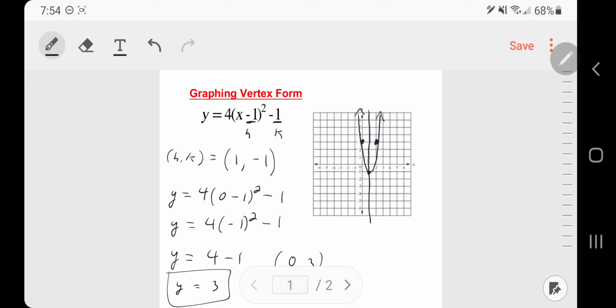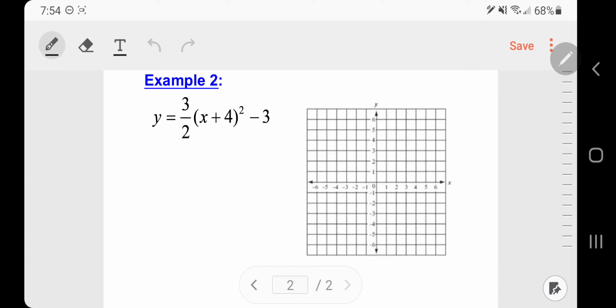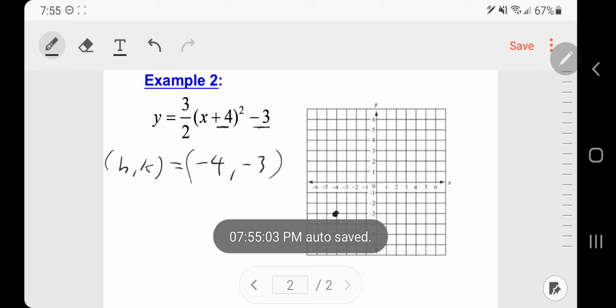All right, let's take a look at one more. Okay, so again, we're given our h and our k, so the vertex of this quadratic would be -4, -3. Now again, you see I use the opposite sign of what I have for the h. If it's a +4, it becomes a -4. And I'm going to graph that point, -4, -3. That's going to be my vertex, or my starting point.